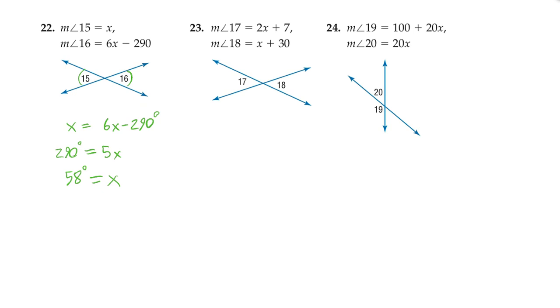Okay, 17 and 18. Oh, it's the exact same problem. So these are congruent to one another. So we can go ahead and write 2x plus 7 equals x plus 30. Notice how the very first step was geometry, right? We're saying I see vertical angles, so I know they're the same. Boom. Now I've got an equation. The rest of the problem is just algebra.